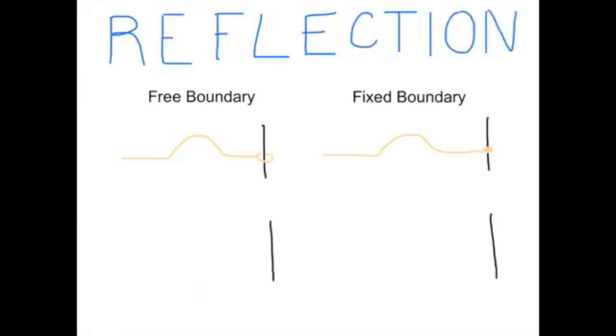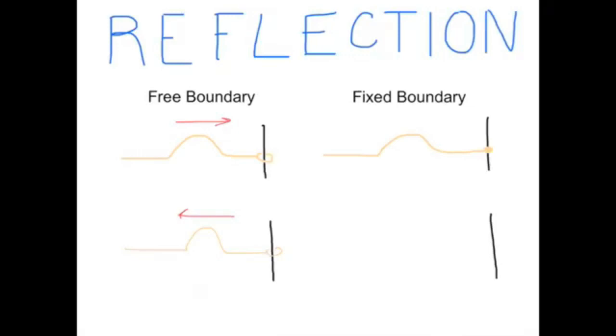When the waves are reflected around a free boundary, they reflect and travel backwards in the same direction. So this wave that came at the wall this way is now traveling back exactly as it came, but in the other direction. The other type of reflection can occur around a fixed boundary.